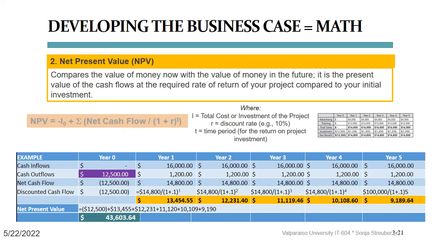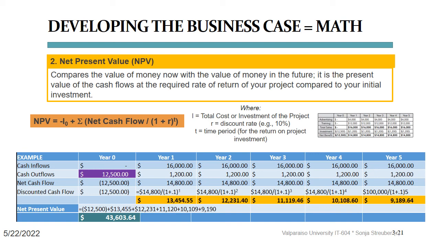The formula in the orange box looks a little intimidating, but all it says is that we're subtracting the initial investment, I0, from the sum of all the net cash flows, that is the expected benefit, but that the money loses a certain percent each year of value. That is the discount rate, R. For our company, the discount rate, R, is 10%, as the business case tells us.